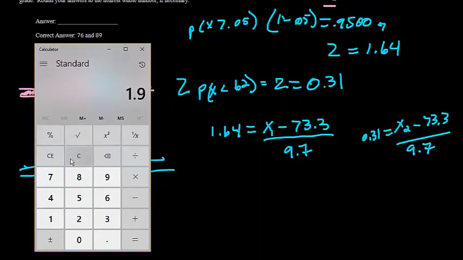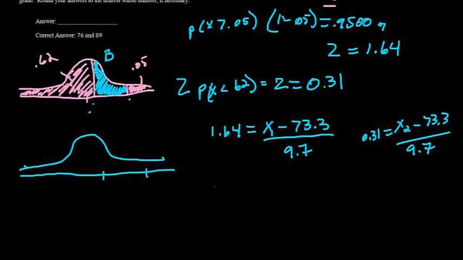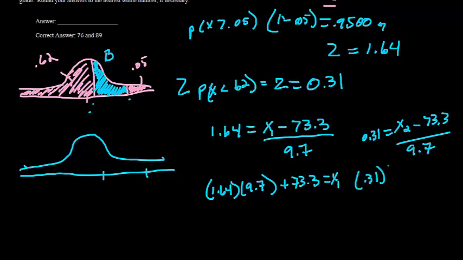Okay, so let's get some algebra going here before we bring that up. 1.64 times 9.7 plus 73.3. I'm just solving for x. This is x sub 1. And the other one's going to be 0.31 times the same, 9.7 plus 73.3, parentheses, is equal to x sub 2.